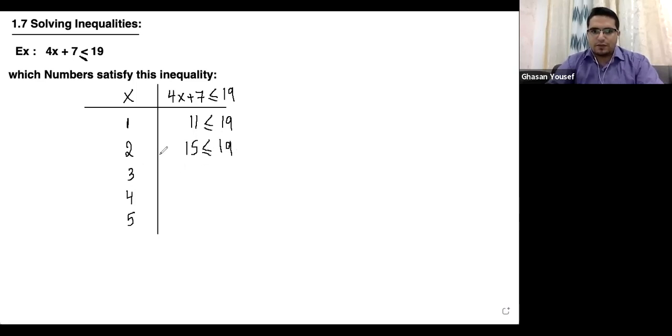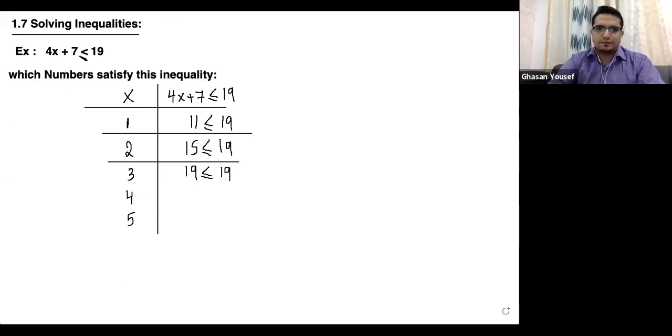What if I plug number 3 inside this inequality? What am I going to get? 19. This is correct because 4 times 3 is 12, plus 7 is 19. So 19 is less than or equal to 19. What about the 4? If I plug the 4 inside this inequality, I will get 23, because 4 times 4 is 16, plus 7 is 23. So 23 is less than or equal to 19?